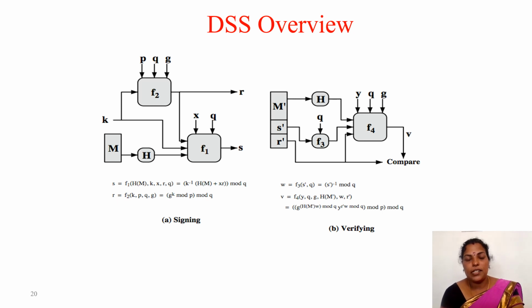This is the overview of the digital signature standard. Whatever steps we have discussed are explained here in the same way. Using the message, a hash value is created. Then with the key K, we use the F1 function as well as the F2 function. The input to F2 is the key, then P, Q and G, and we generate R. With F1, we give the hash value, the key K value, the output of F2, then X and Q, and we generate the S value. Then we send the message with S and R. Then we compare whether both are equal or not. If equal, then the received signature is a valid one.